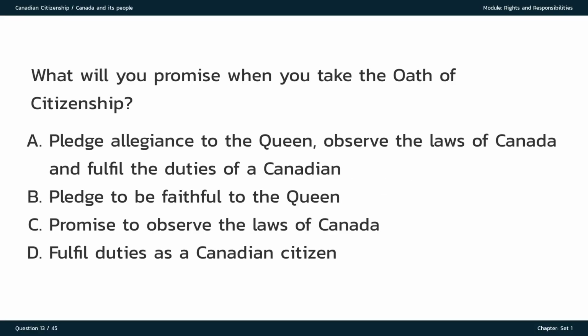What will you promise when you take the oath of citizenship? A. Pledge allegiance to the Queen, observe the laws of Canada and fulfill the duties of a Canadian. B. Pledge to be faithful to the Queen. C. Promise to observe the laws of Canada. D. Fulfill duties as a Canadian citizen.